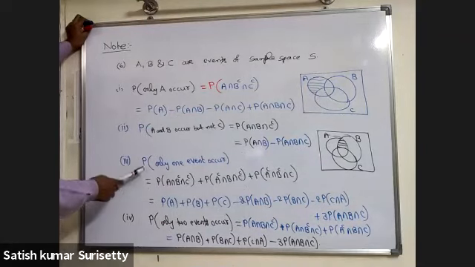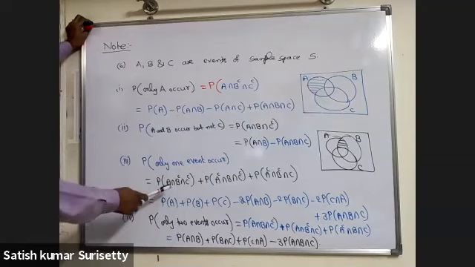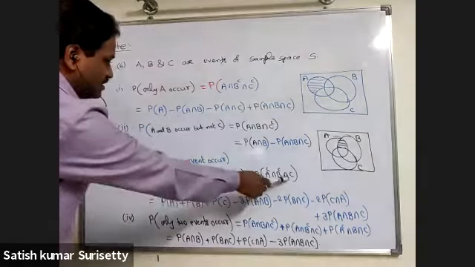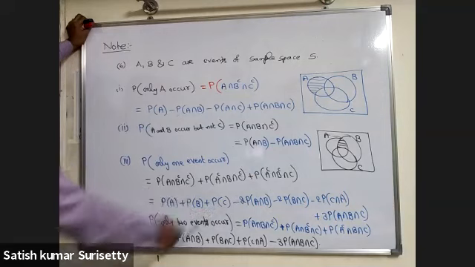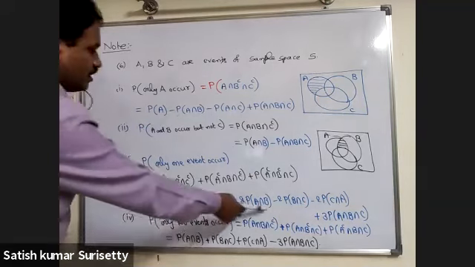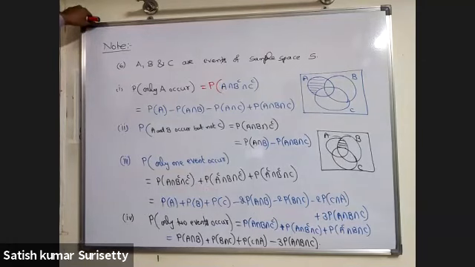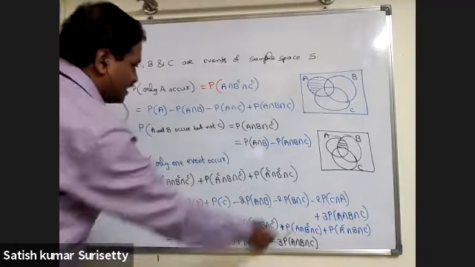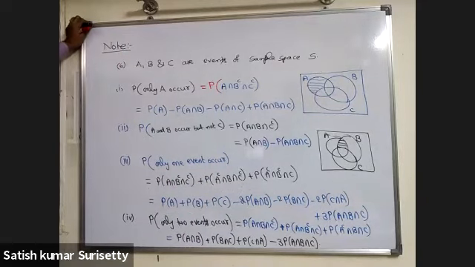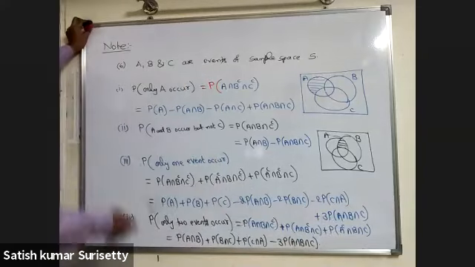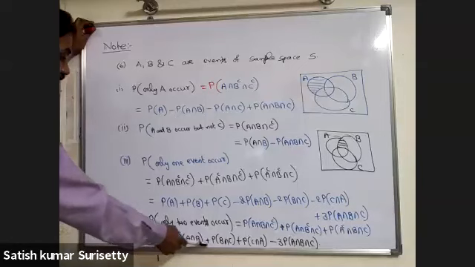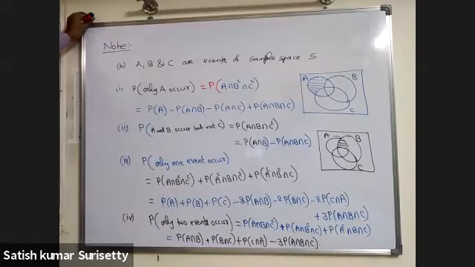This region in terms of probability can be written as probability of A intersection B minus probability of A intersection B intersection C. Next, the probability that only one event occurs means only A, or only B, or only C. Using the first formula, you can write this easily: probability of A plus probability of B plus probability of C minus 2 times probability of A intersection B minus 2 times probability of B intersection C minus 2 times probability of C intersection A plus 3 times probability of A intersection B intersection C. Next, the probability that only two events occur means A and B occur but not C, A and C occur but not B, or B and C occur but not A. Using the second formula, you can write directly: probability of A intersection B plus probability of B intersection C plus probability of C intersection A minus 3 times probability of A intersection B intersection C.